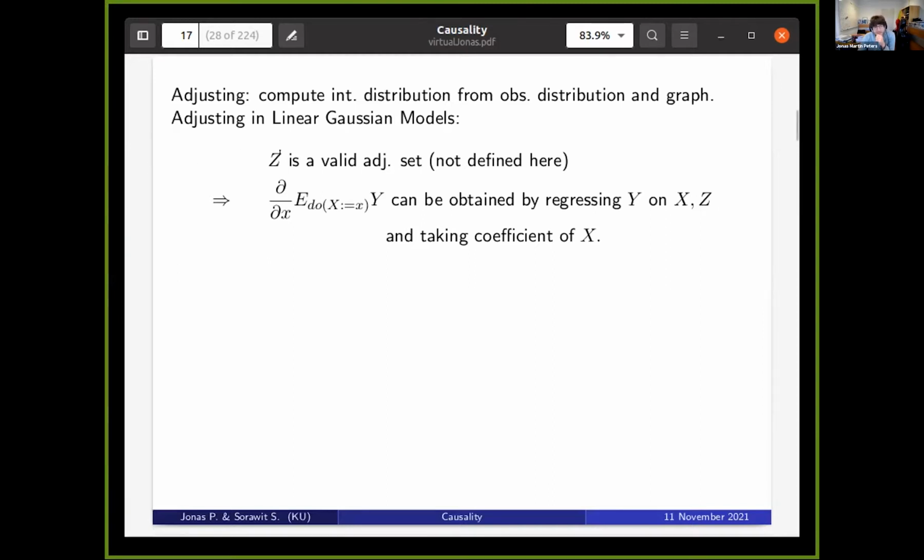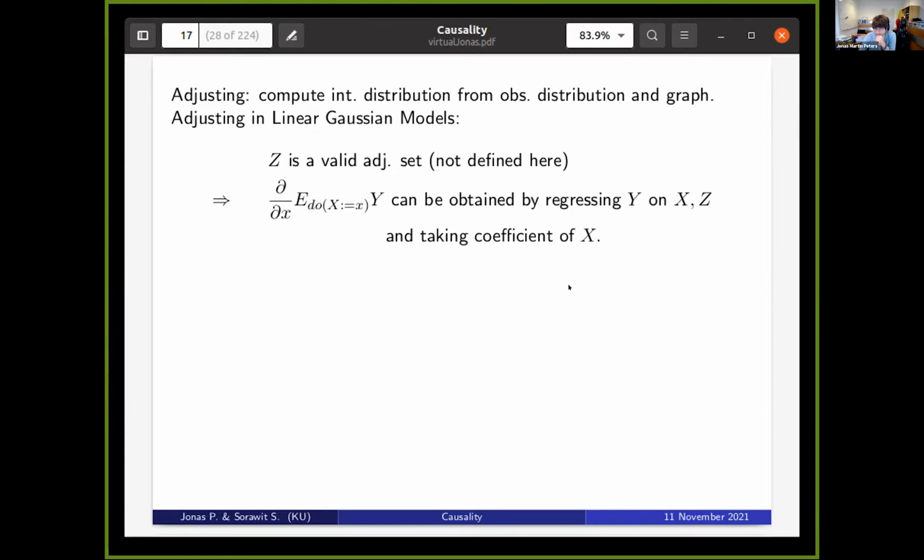We say that Z is a valid adjustment set, and this is not defined here, but we will see it in a second. If Z is a valid adjustment set, then we can compute this value by regressing y on x and z and taking the coefficient in front of x.